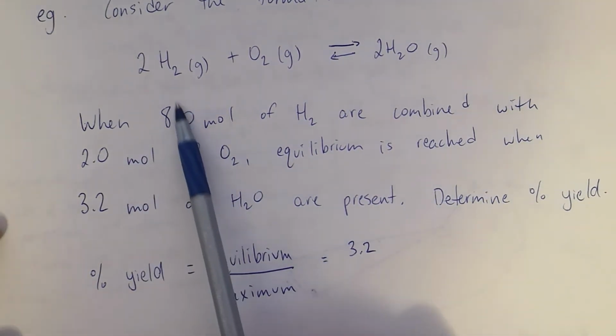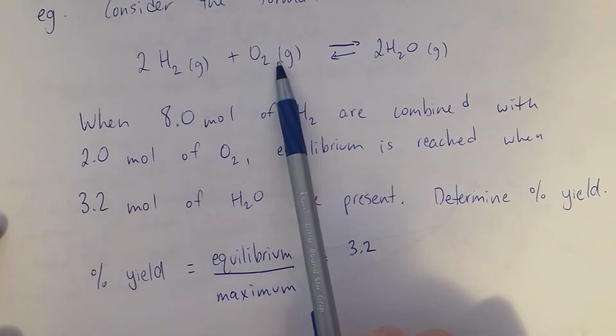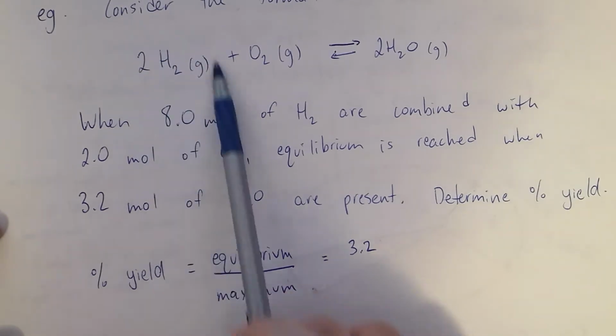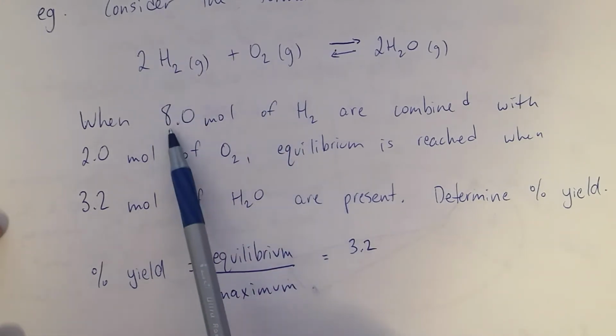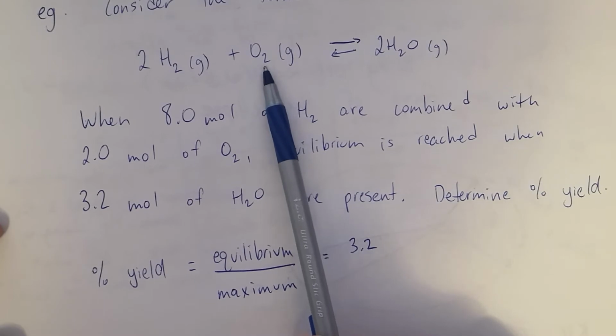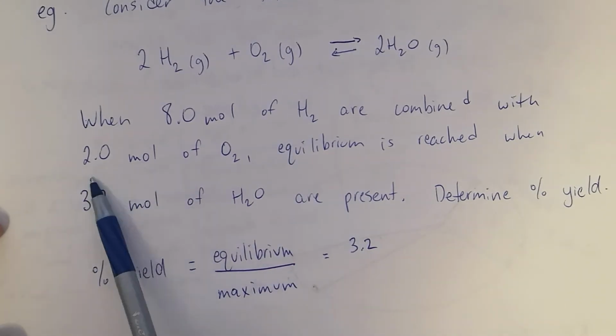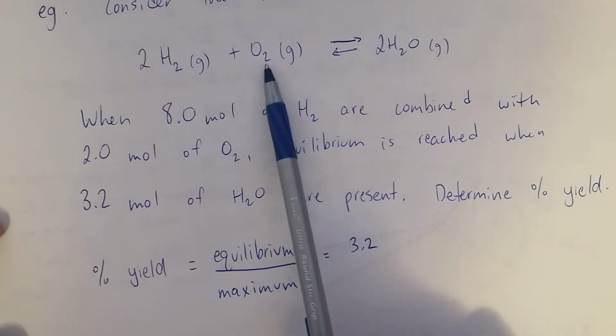I got 8 moles of hydrogen. 2 moles react for every 1 mole of oxygen. So if all 8 moles of hydrogen react, ask yourself how much oxygen would have to react. Okay, there's half as much oxygen as hydrogen. So if all 8 moles react, that would be 4 moles of oxygen. We don't have 4 moles of oxygen. We only have 2. So what we're going to notice here, this is the limiting reagent.